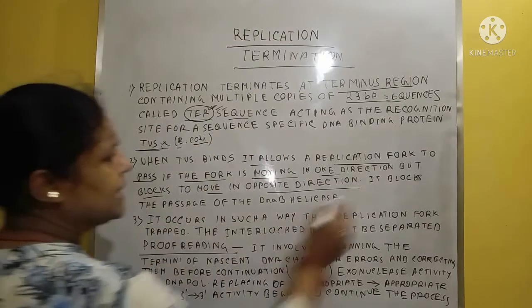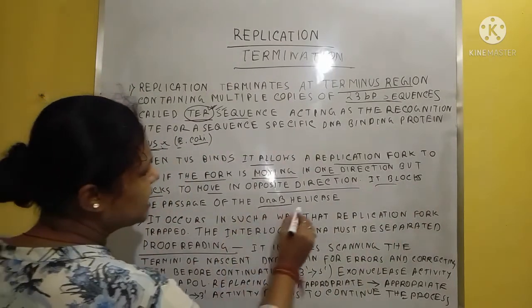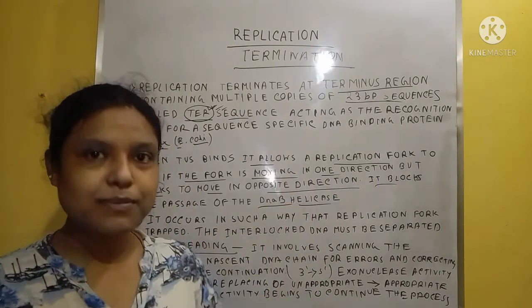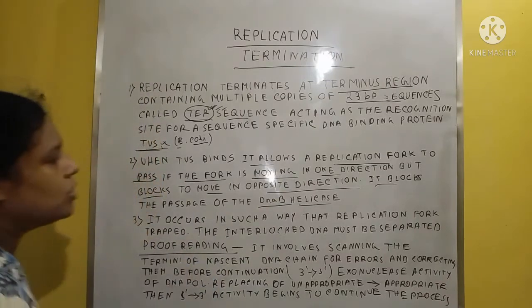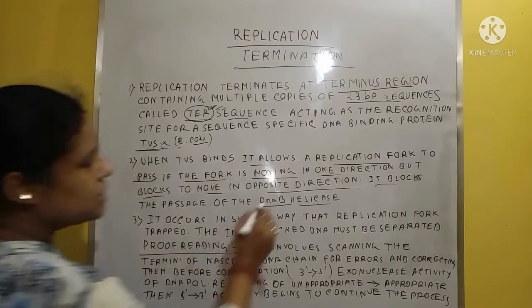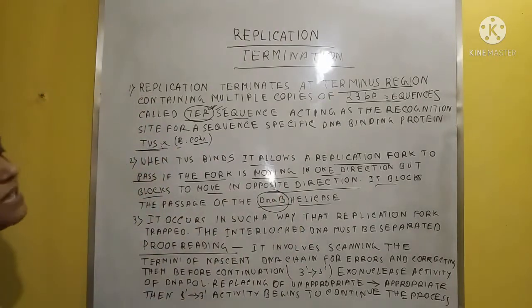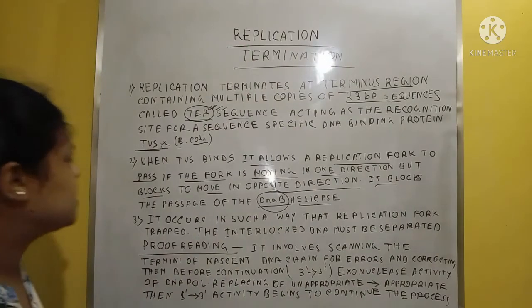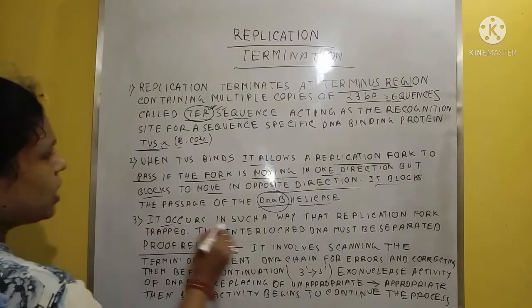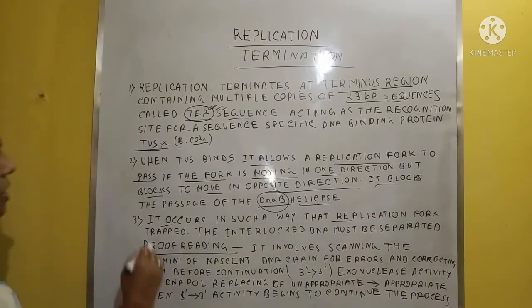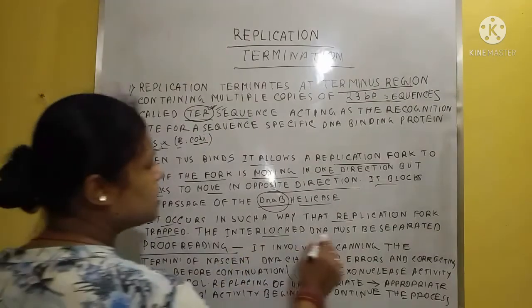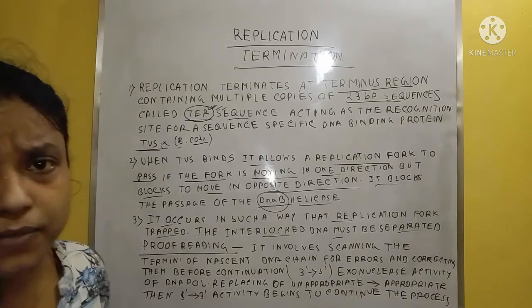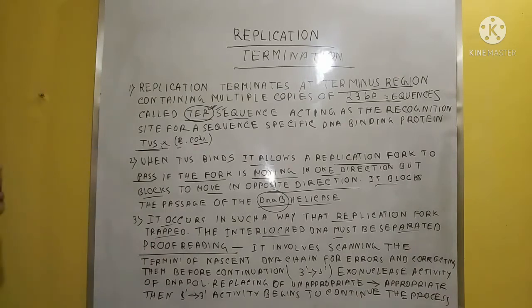And not only that, it also blocks the activity of the DNA helicase. And you all know what the role of the helicase is. It helps to open the coiling. Okay. So what is the role of the TAS protein? It actually blocks the DNA helicase. Clearly, in that way, it stops the replication process. It occurs in such a way that the replication fork is trapped and the interlocked DNA must be separated from the daughter DNA. Clear?